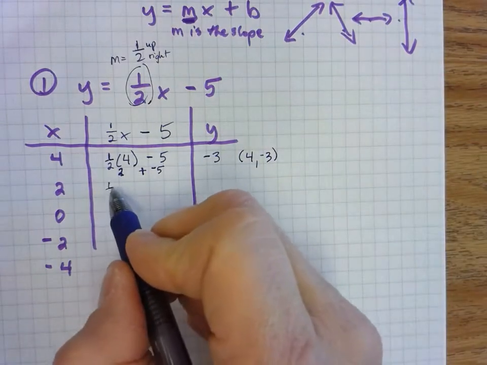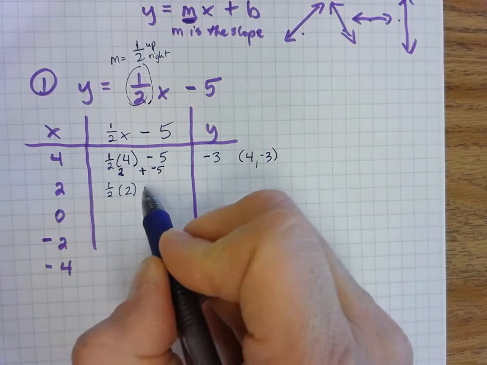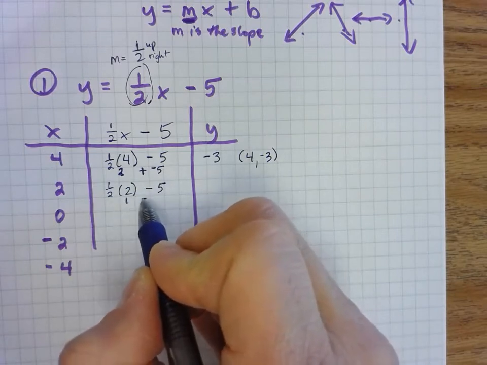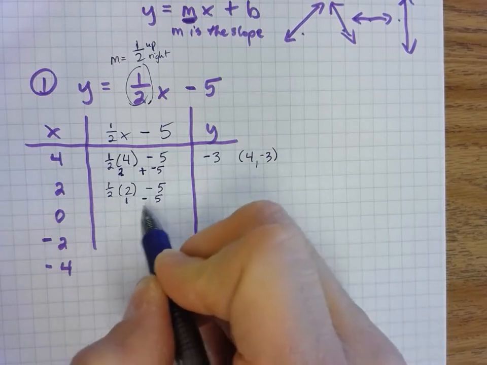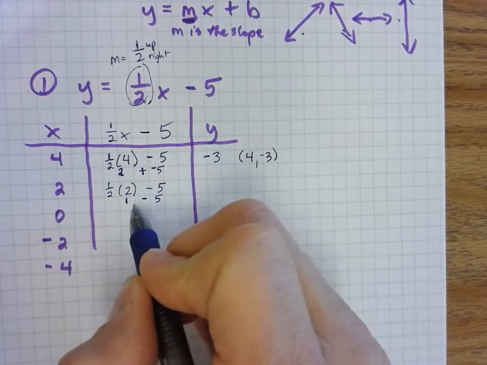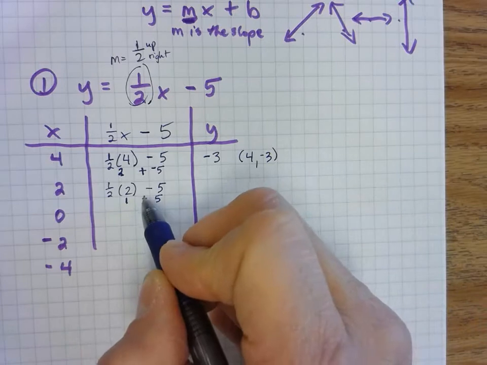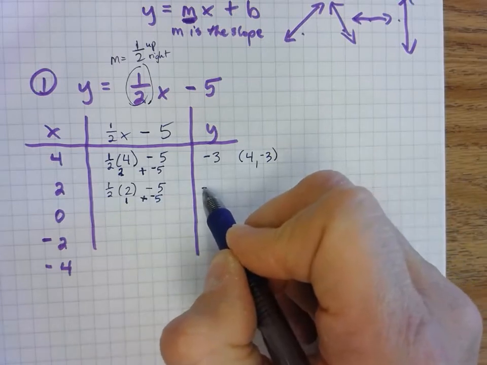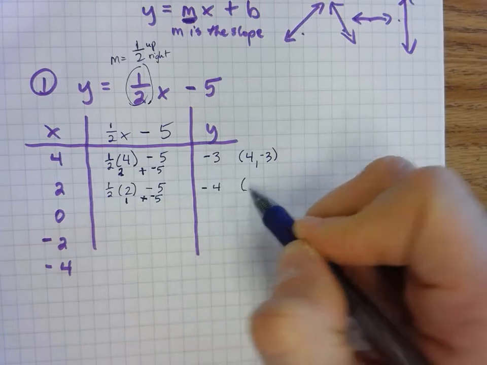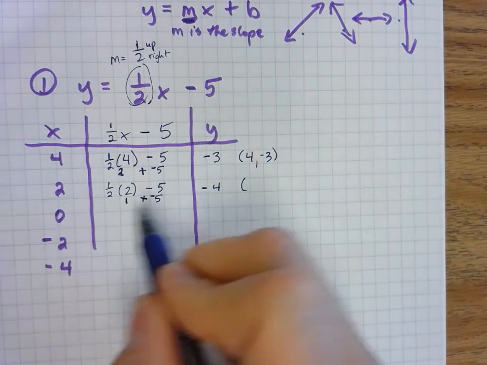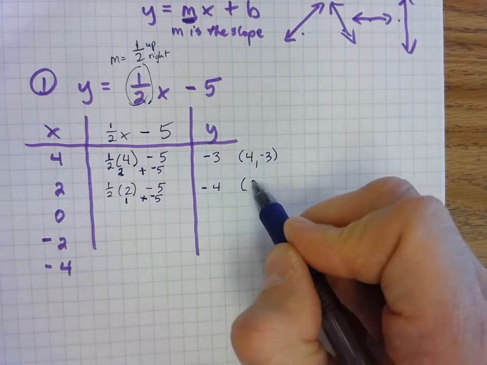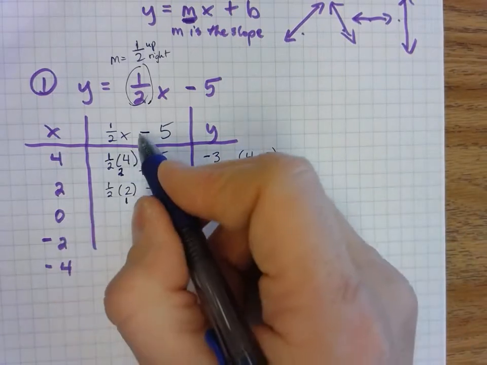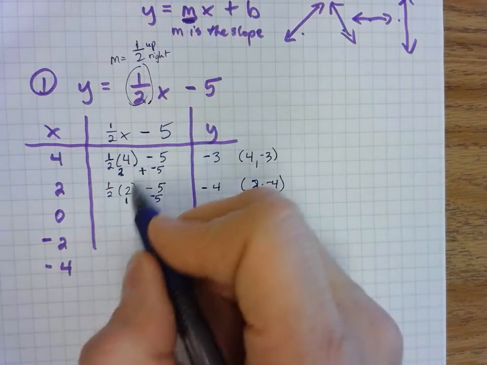Alright, my next one I'm going to do half of 2. What is half of 2? Well, half of 2, of course, is 1, and 1 minus 5. Again, if you want to do additive inverse to that, you can. You may know what 1 minus 5 is, but you may need to change it to 1 plus negative 5, and 1 plus negative 5, of course, is negative 4. So the next one I would graph would be 2, negative 4. All right. 0, putting 0 in there for x, right? Well, what's half of 0?